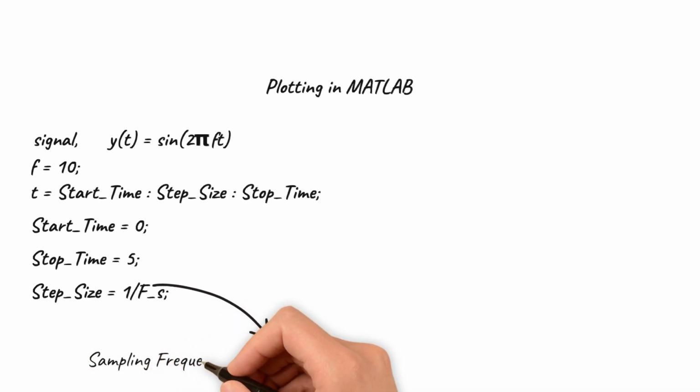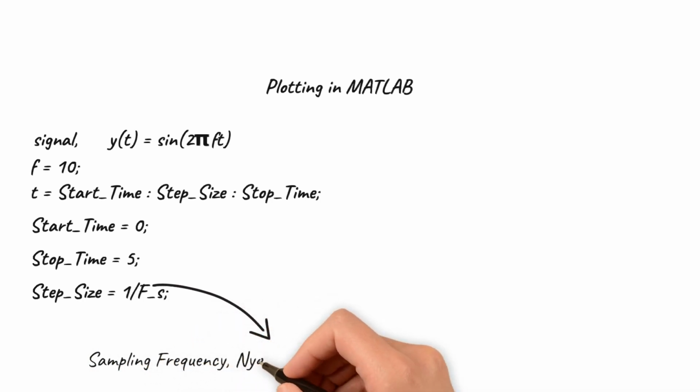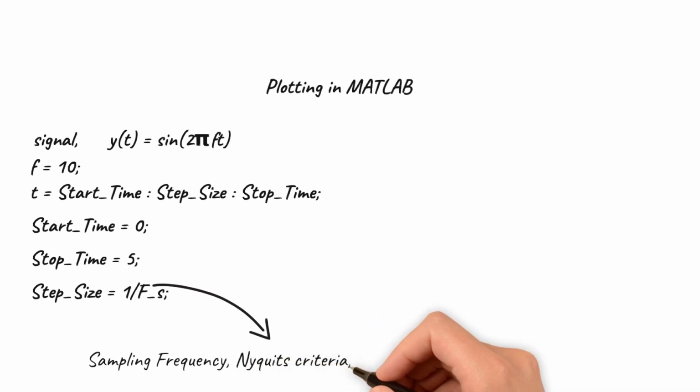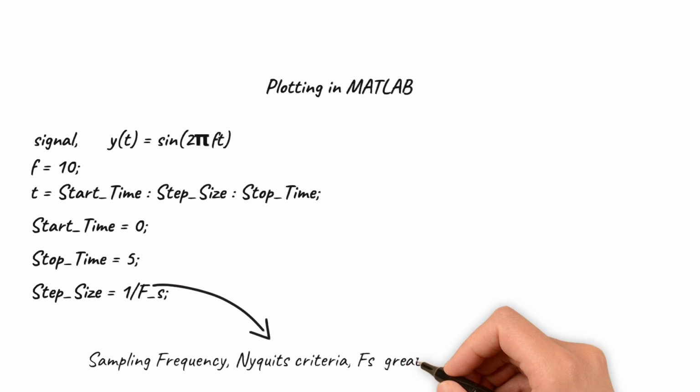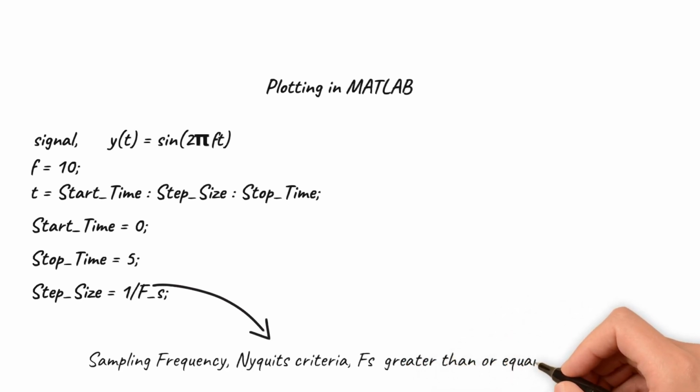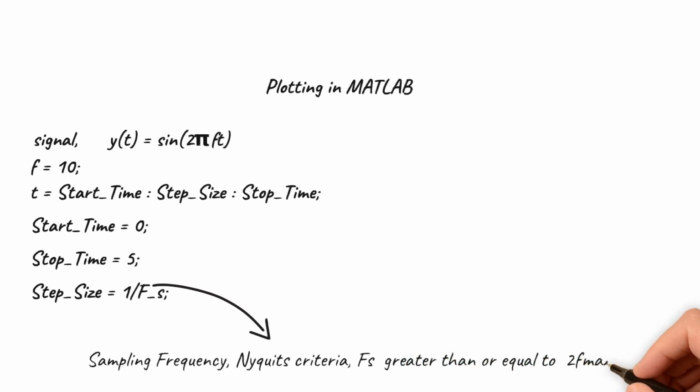The Nyquist criterion says that the sampling frequency of a signal should not be less than twice the maximum frequency present in the signal. This is a whole different concept that we will study in another series later. For now, don't worry about it. And with this, we define the sampling frequency as 30 times the frequency of the signal.